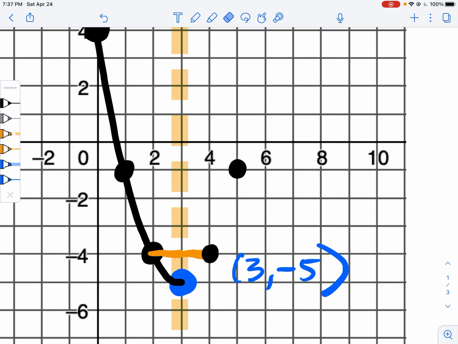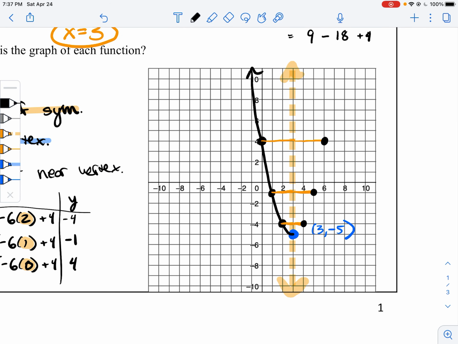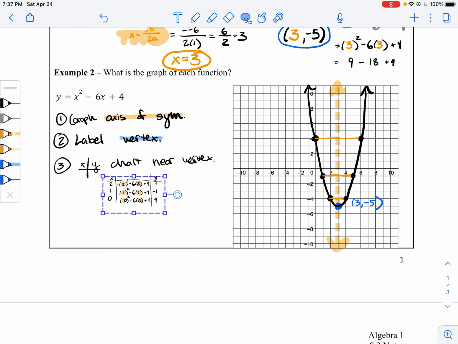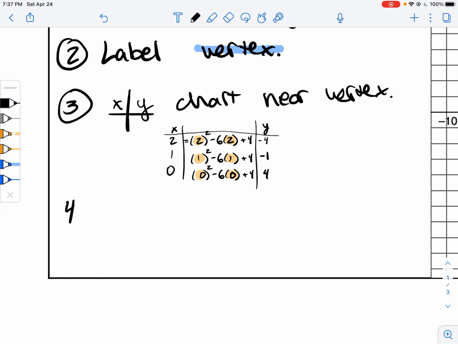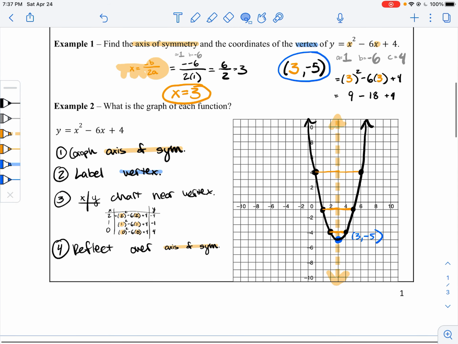We're reflecting over our axis of symmetry. Here we are 1, 2, 3 away, so we go 1, 2, 3 more. So we've got a point right there. And then lo and behold, look at this beautiful, awesome, amazing parabola. So you make an XY chart for some points near the vertex, and then reflect over the axis of symmetry. Nope, I can't even spell over correctly. Isn't that great? So that's how to graph really fast.